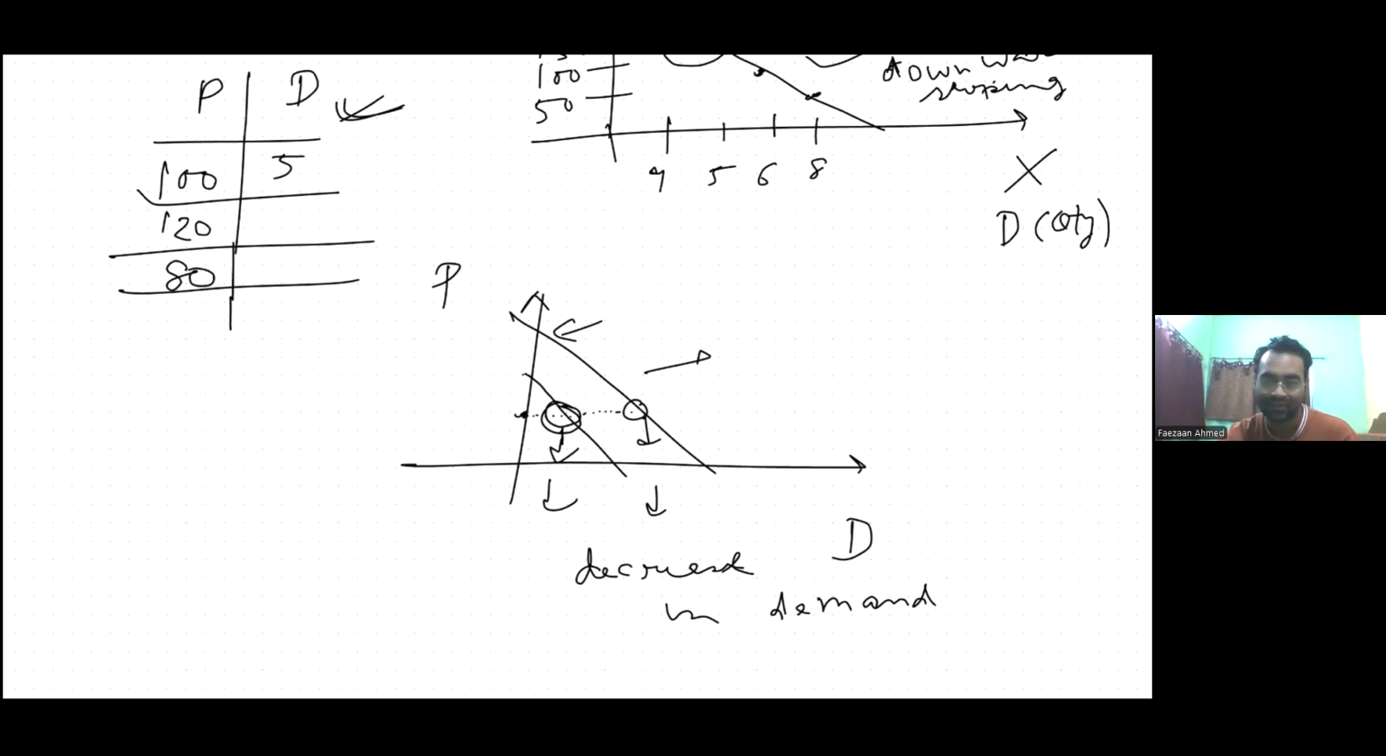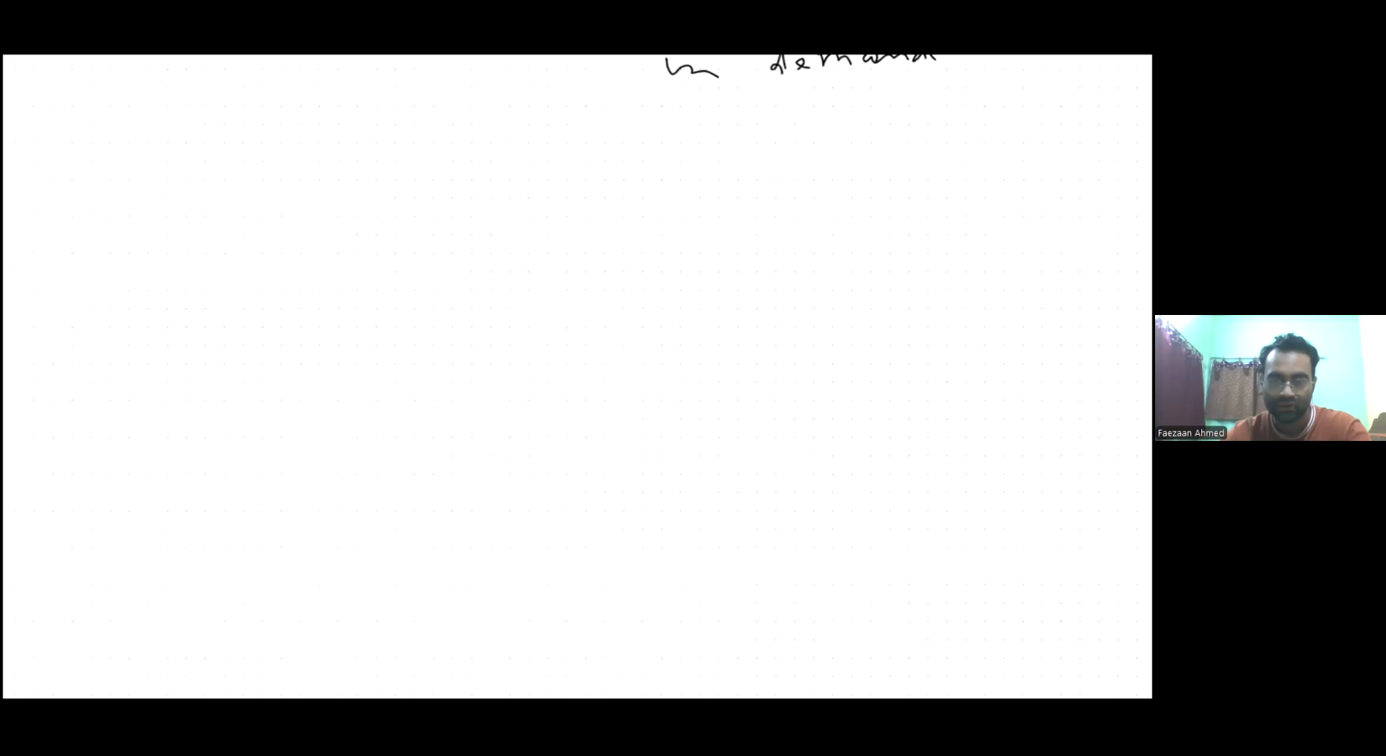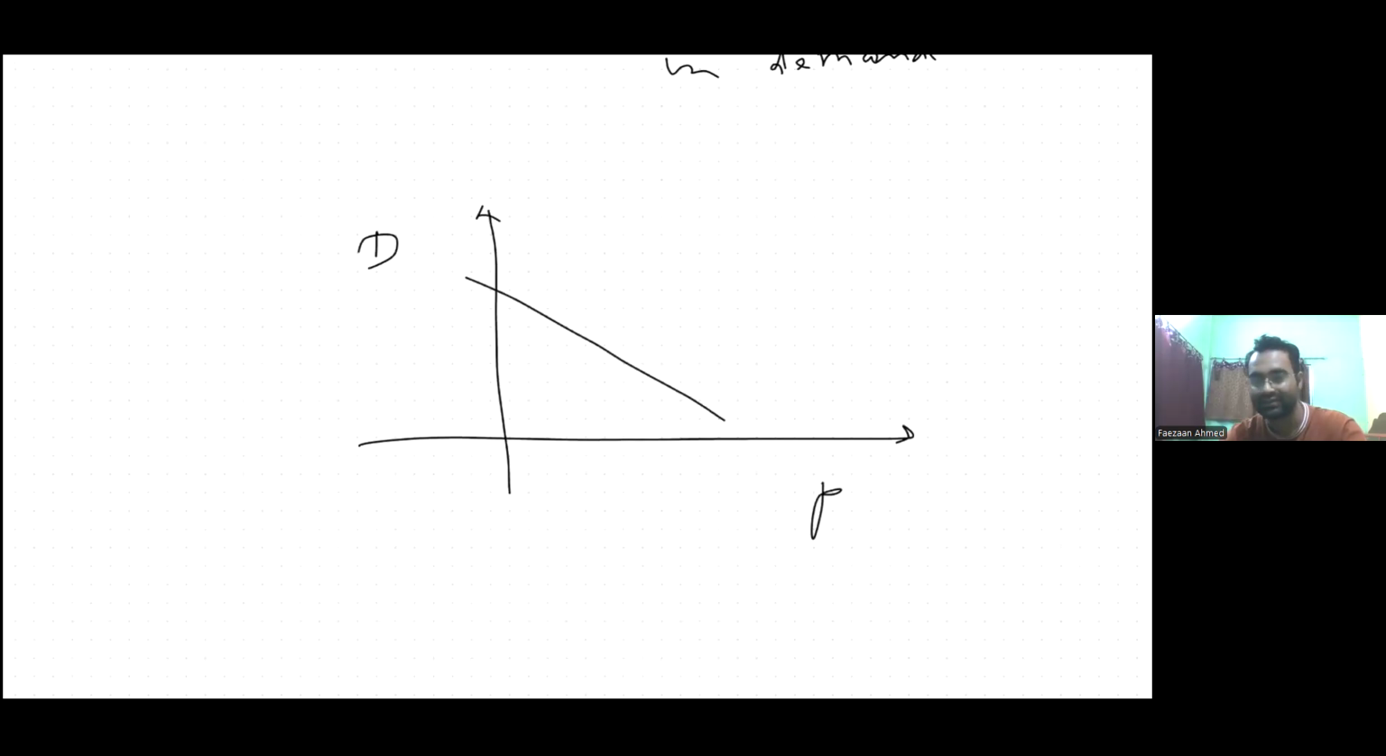Or the same thing can also be written as, when you make the graph a little on the higher side, I'll make a fresh one actually. So this is let's say demand, this is price, and what I'm doing is that I'm moving from this place to this place.